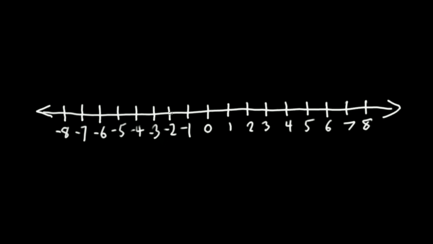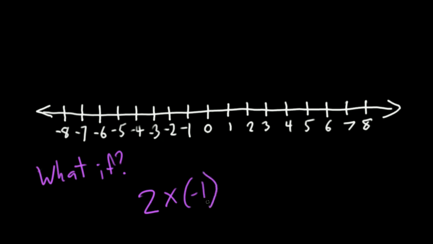I'd like to approach this question by playing another game of what if. What if it is possible to rotate a number by multiplication to some place that is not on this number line? We know that we can rotate, for example, 2 times -1. We know that multiplying by -1 rotates us a half of a turn, and that equals -2. But is it possible to rotate by less than half a turn?